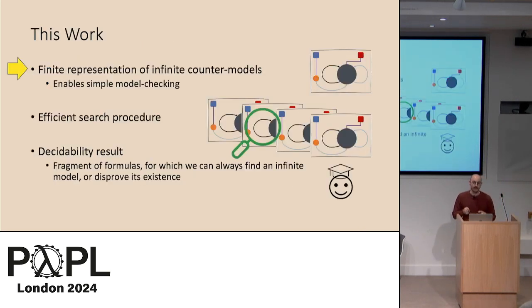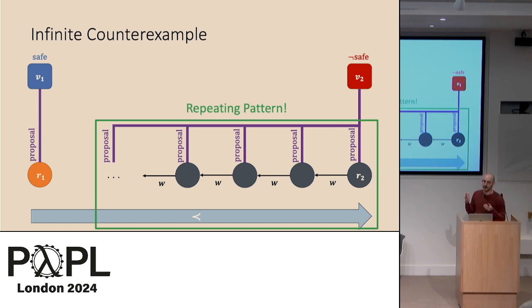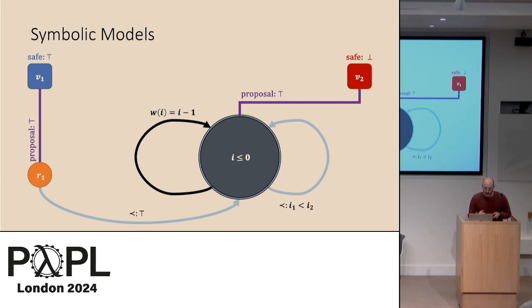Okay, so first, how do we represent this infinite model in a finite way? Looking at the model, we can see there's a clear repeating pattern here. All of these dark rounds interact identically with the rest of the model. We can think of them as numbered with non-positive integers, going from 0 down to -1, -2, and so forth. And our key idea is that we can group them and describe the behavior of all these infinite elements in a symbolic, finite way.